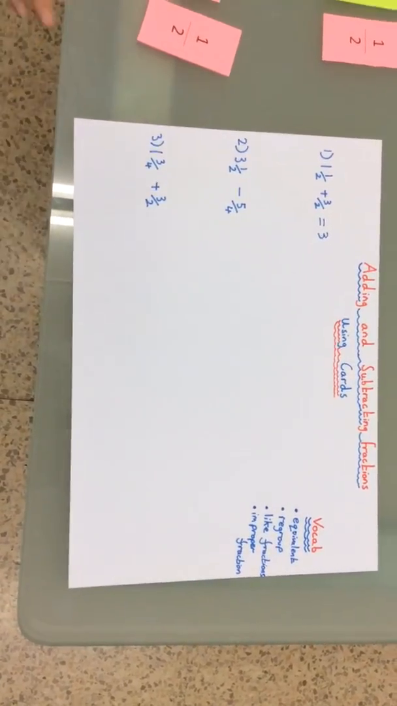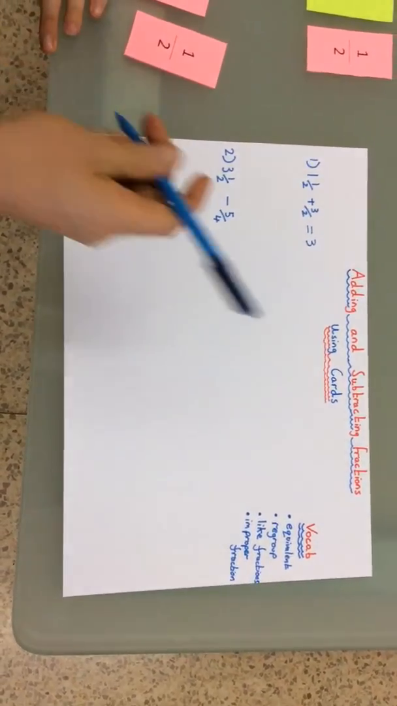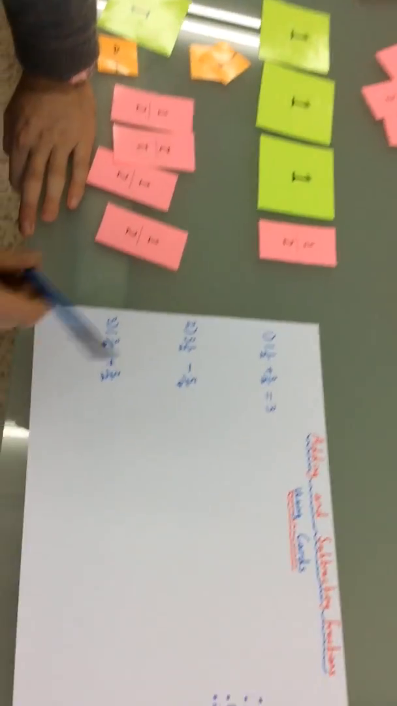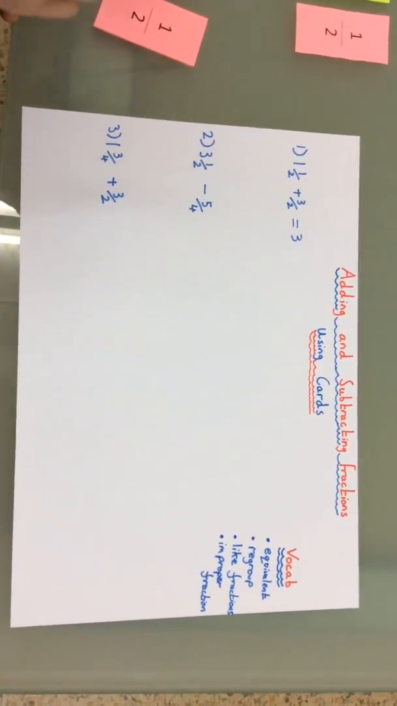In this video, we're going to look at adding and subtracting fractions, but we're going to use cards to do it, these very fluorescent cards. Okay, so let's look at our first question. It says 1½ plus 3/2.